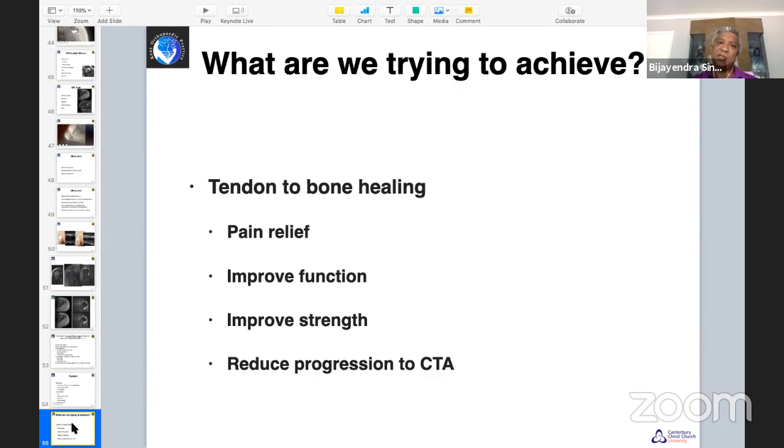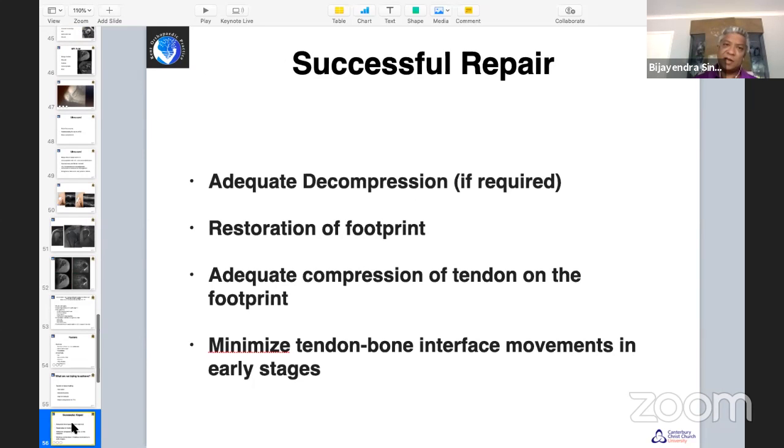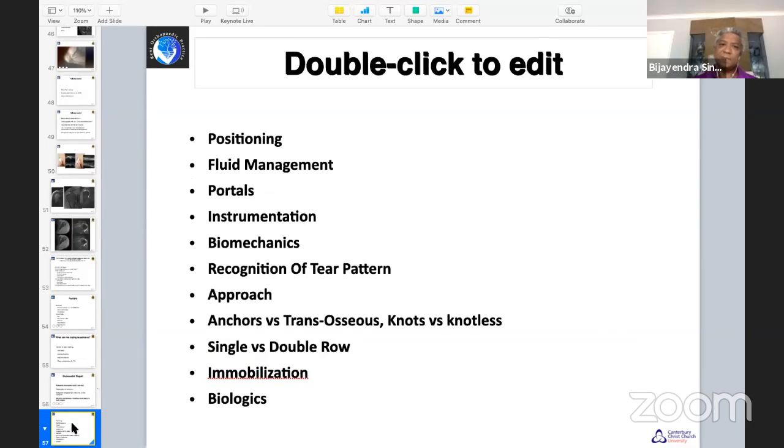What are we trying to achieve by doing a cuff repair? We're trying to provide a tendon to bone healing with the idea of providing pain relief, improve function and strength, and hopefully reduce progression to a cuff tear arthropathy. So what does a successful repair require? It requires adequate decompression, restoration of footprint, providing good compression of the tendon on the footprint, and minimize tendon-bone interface movements in the early stages.